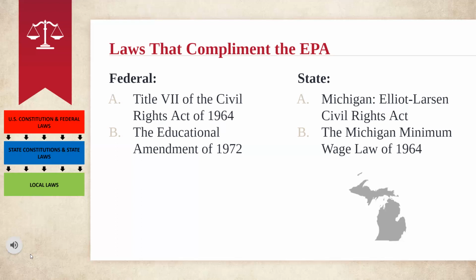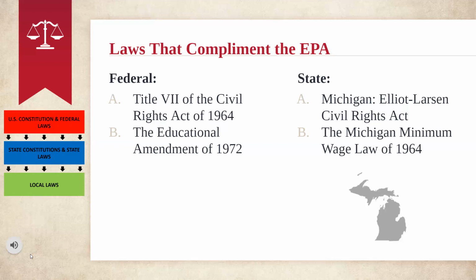Two Michigan-based laws that show an example of this are the Michigan Elliott-Larsen Civil Rights Act. That act prohibits discrimination in any employment based on the individual's race, age, color, religion, national origin, sex, height, or weight. Additionally, the Michigan Minimum Wage Law of 1964 sets the minimum wage for employers not covered by the FLSA. It also requires the payment of overtime for employees and prohibits discrimination based on sex.